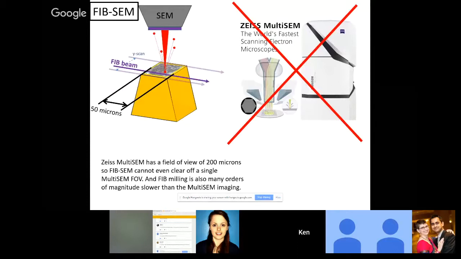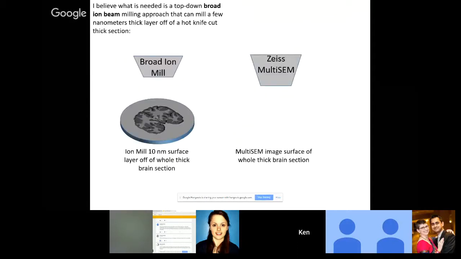Now, the Zeiss multiSEM has a field of view of over 200 microns in diameter. So FIB-SEM cannot even clear off a single multiSEM field of view. And FIB-SEM is also many orders of magnitude slower than the multiSEM imaging. Thus, FIB-SEM seems fundamentally incompatible with multiSEM imaging. So that limits us for the 4 existing techniques. So I believe that we need a new technique for connectomics imaging.